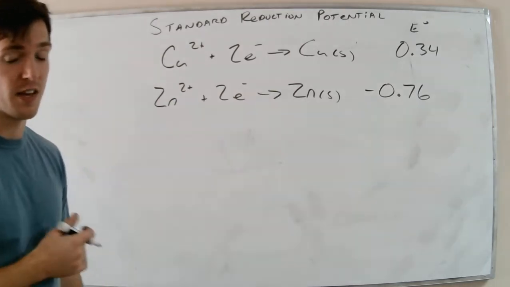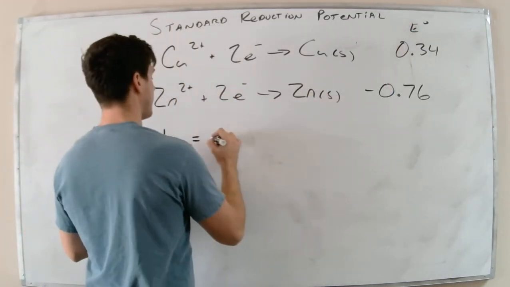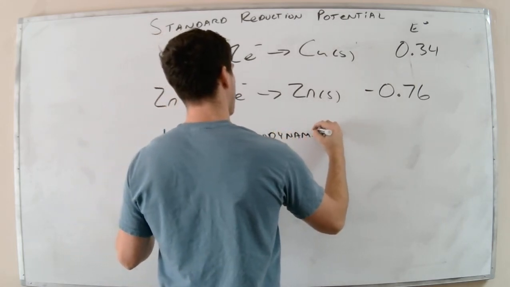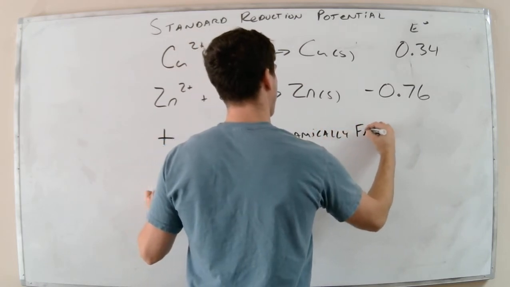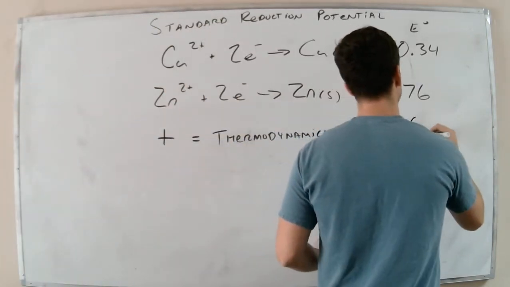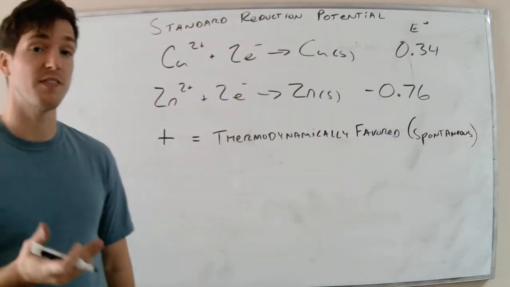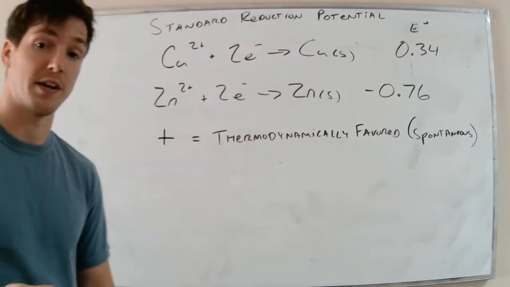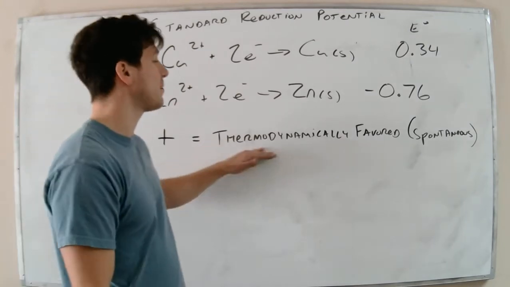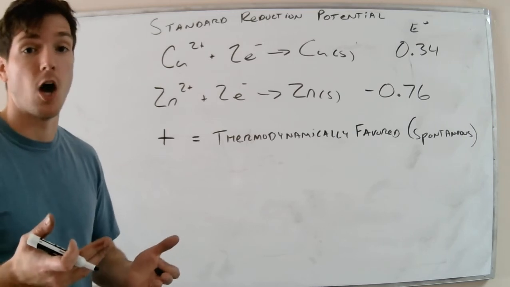And what does a positive cell potential mean? So if we have a positive cell potential, or E naught, that means that it is thermodynamically favored. Okay, thermodynamically favored, which also means spontaneous. Okay, if E naught is positive, that means that the reaction happens on its own. It is thermodynamically favored. Spontaneous is a good way to understand what thermodynamically favored means, but the AP exam prefers you say thermodynamically favored. So that just means that the reaction will happen on its own.